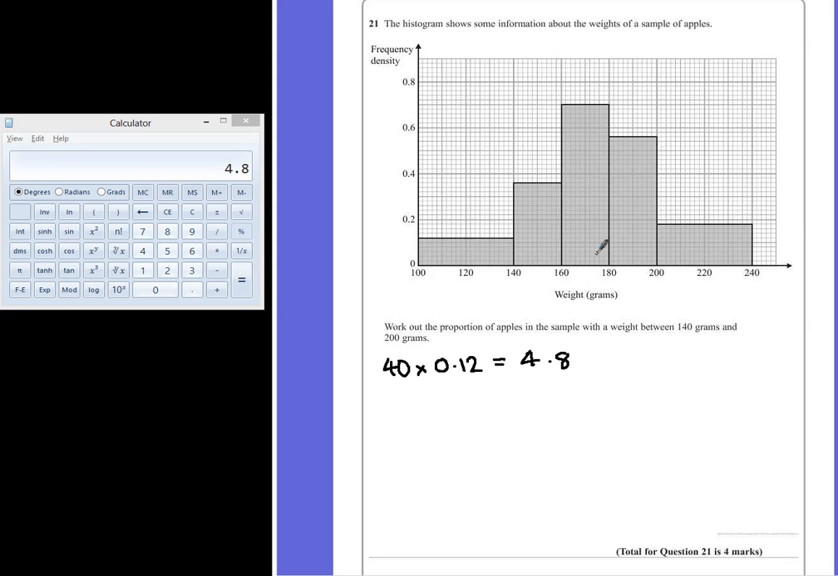So for the second block we have 140 to 160, so that's a width of 20, and the frequency density this time is going to be 0.36. You have to pay attention to what the scale is to make sure that you're reading off the frequency density correctly. For the next block, again, we have a width of 20 and a frequency density of 0.7. For the next block, again, the width is 20 and the frequency density this time is 0.56.